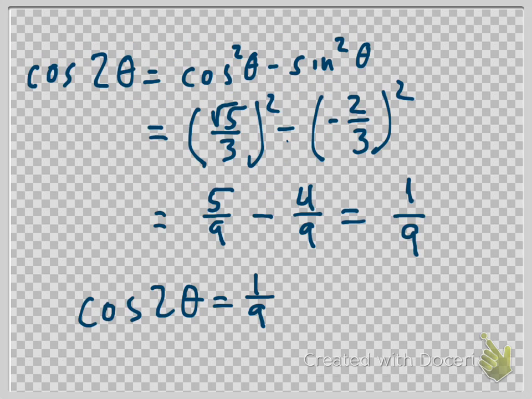Let's take a look at the cosine double angle problem. We will be using cosine squared minus sine squared, and once again, it's just a matter of plugging in the cosine, which is root 5 over 3, and squaring that, and then we subtract, and we have negative 2 over 3 for the sine, and we square that. When we square the cosine, we get 5 over 9. Square the sine, we get 4 over 9. 5 over 9 minus 4 over 9 equals 1/9. So the cosine of 2 theta is positive 1/9.